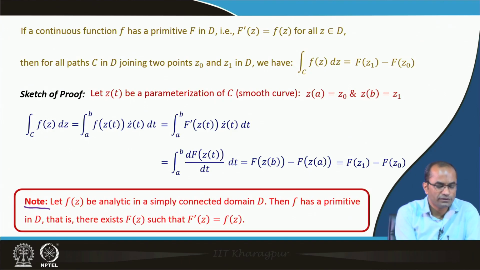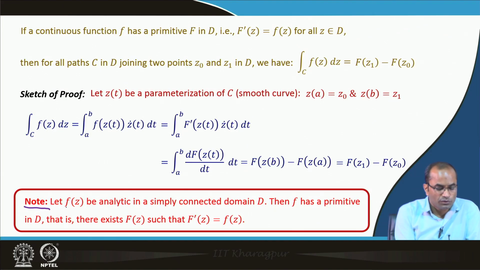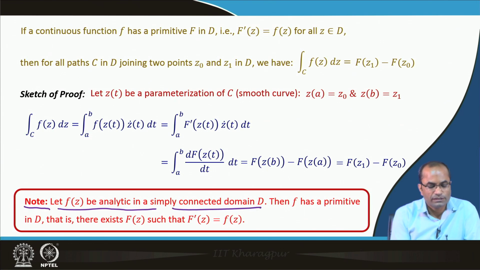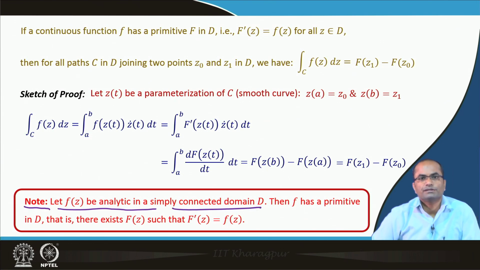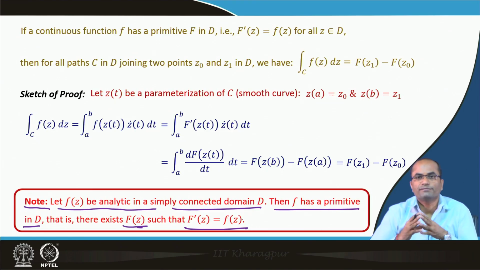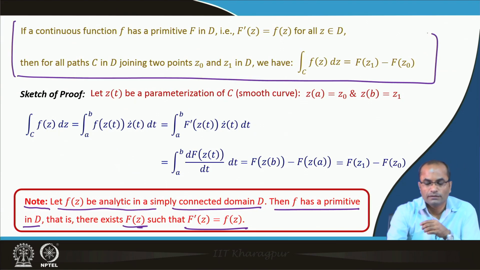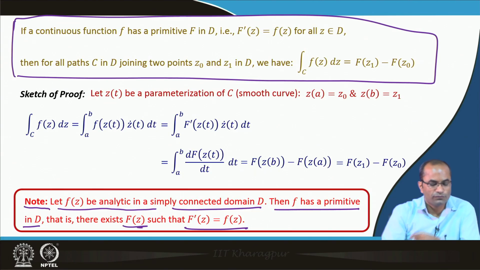There is another important result which naturally we will not prove, because that is a bit involved. Let f(z) be analytic in a simply connected domain. If we have a function f(z) which is analytic in a simply connected domain D, then f has a primitive in D. That means there exists an F(z) such that F'(z) is equal to f(z). That is also a very important result, which can now be used for analytic functions.